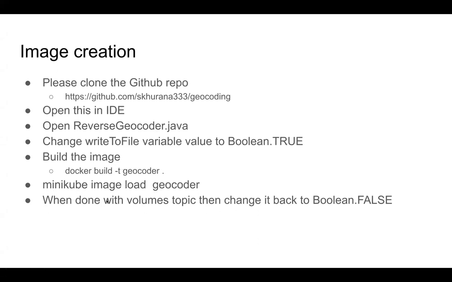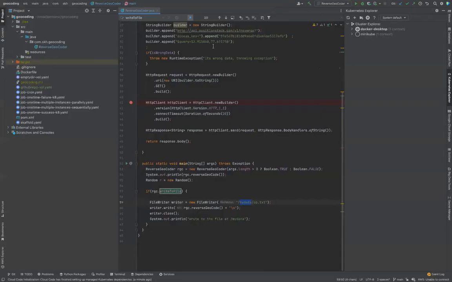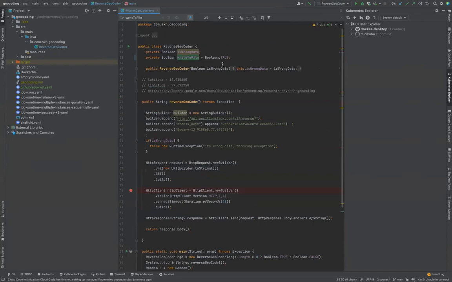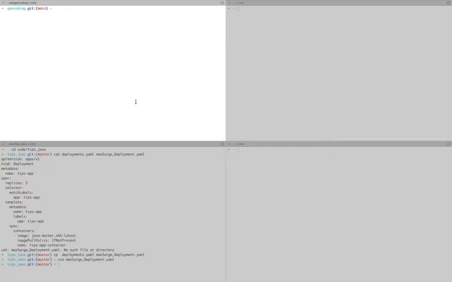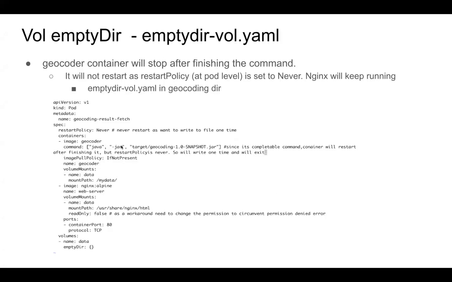Okay. So when you're done, you should change this flag to false, because I'll be using this code in further examples in the coming topics. But let's move on from here. Now there's a directory emptydir YAML file. In this YAML file, it's a kind of Pod. This is the metadata. The restart policy is Never.